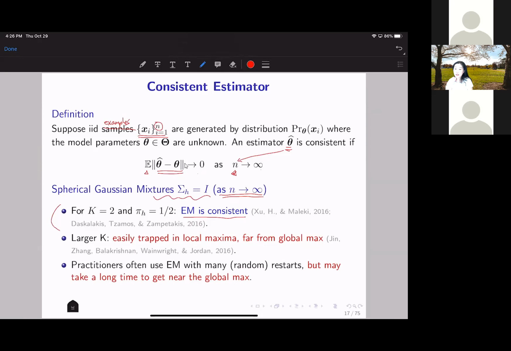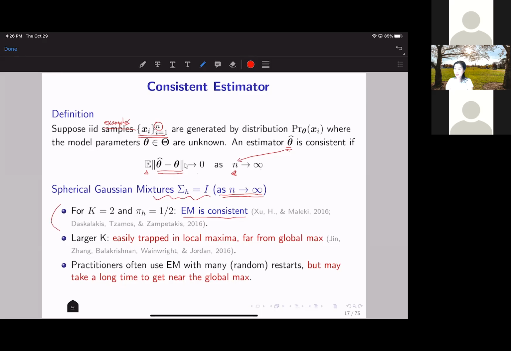Okay, so my takeaway message basically is to show that EM algorithms will not work for a maximum likelihood estimator for Gaussian mixtures. So this kind of motivates why we need to use spectral methods. Practitioners often use EM with random restarts. Of course, this will take a long time to get near the global maximum, and it is intrinsically just inefficient.